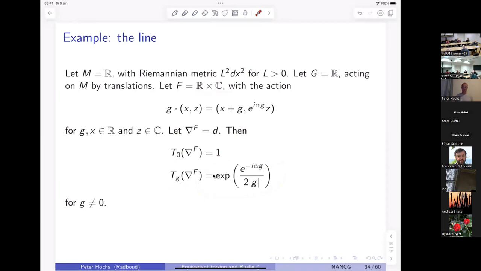Sorry, just a stupid question. Why did you betray the circle for the sake of a line? Oh, because I want to show that we can now handle non-compact manifolds. And so you just want to be non-compact. Yes. This is just an example, the simplest example of a non-compact group acting on a non-compact manifold with a compact quotient. Okay.